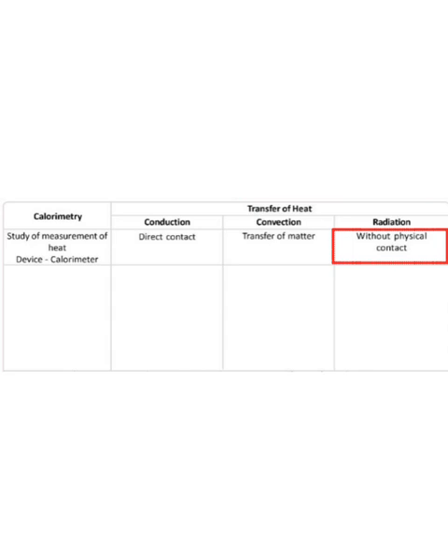Process of heat transfer without physical contact is called radiation. Without physical contact. During winter, objects in the open place will be cool. During summer, objects in the open place will be hot. Neither direct contact nor transfer of matter. This is called radiation. Process of heat transfer without physical contact is called radiation.